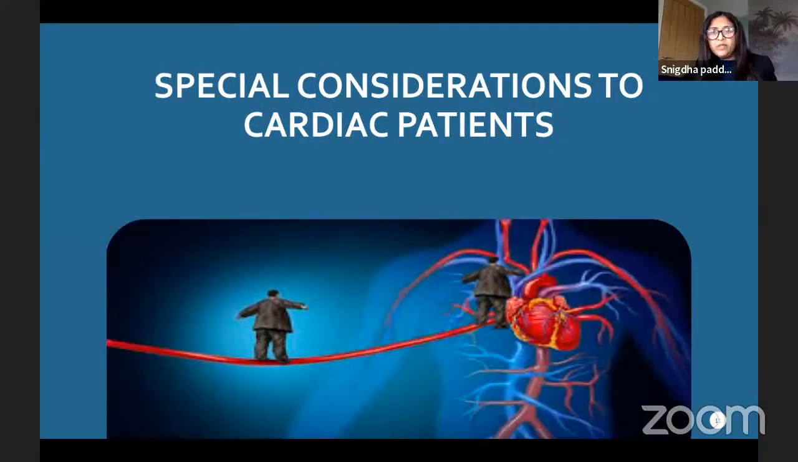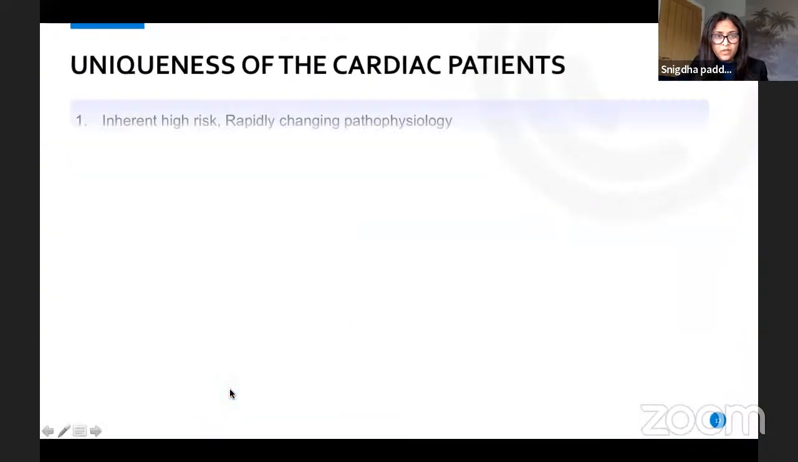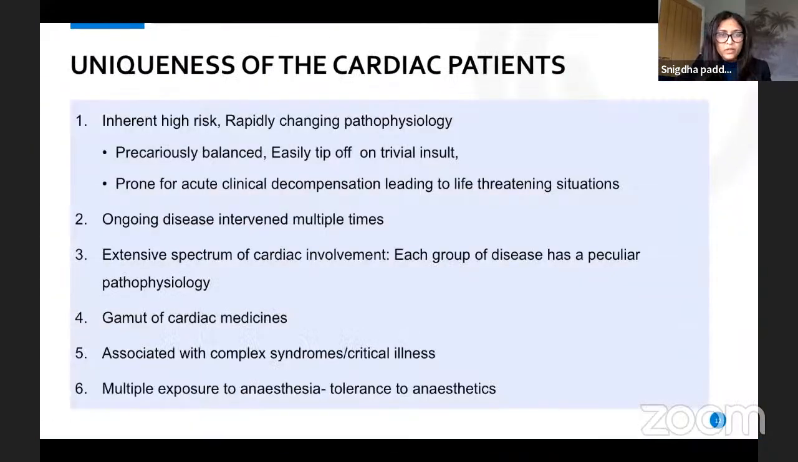So because we have time constraints, I'll start from here. So coming to the special considerations in cardiac patients. How are these cardiac patients unique? Because they have a rapidly changing pathophysiology, which is very precariously balanced and easily gets tipped off, even on a trivial incident. They are prone to acute clinical decompensation, which can lead to life-threatening situations. Most of these patients have an extensive spectrum of cardiac involvement, and they come from each group, and each group has a peculiar pathophysiology, and we as anesthesiologists are supposed to know the pathophysiology of that specific group.